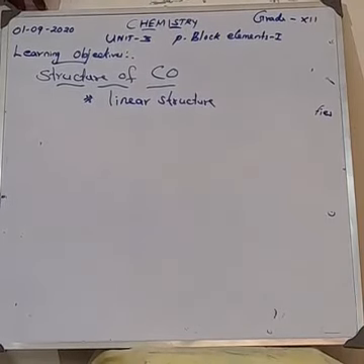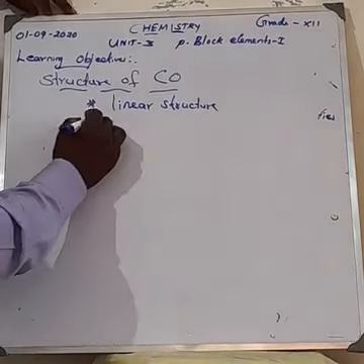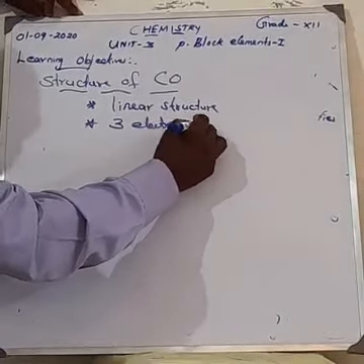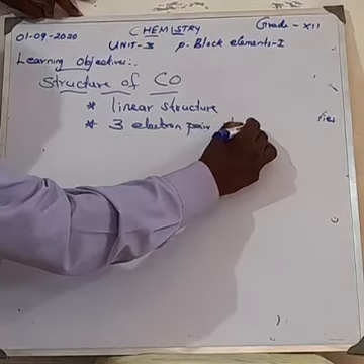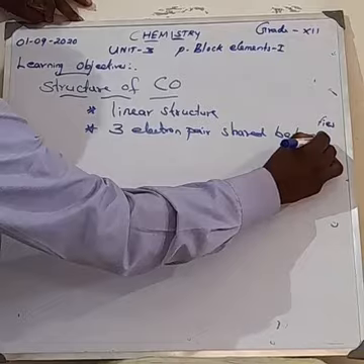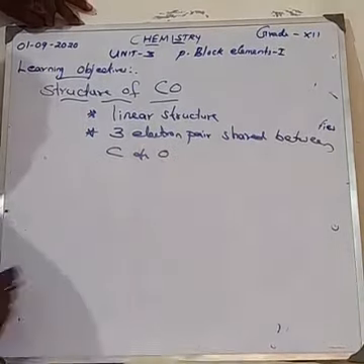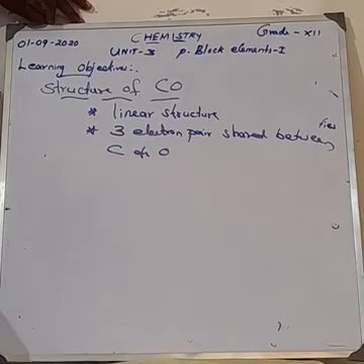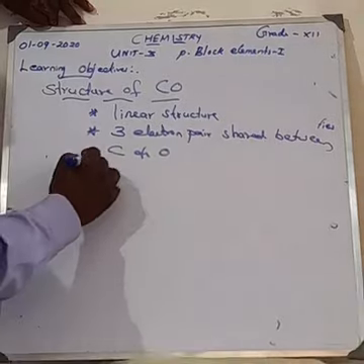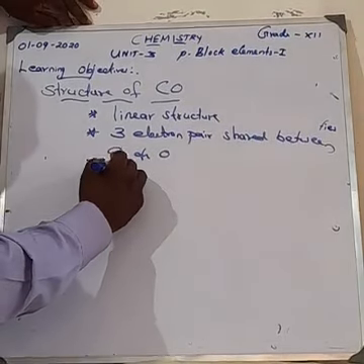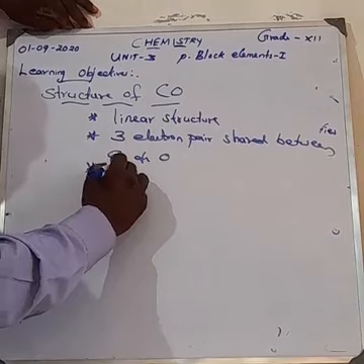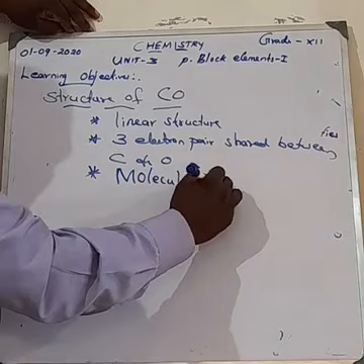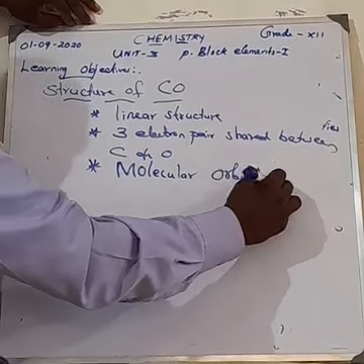Three electron pairs are shared between carbon and oxygen. Carbon and oxygen have three electron pairs sharing. And one more point: it is explained by molecular orbital theory.